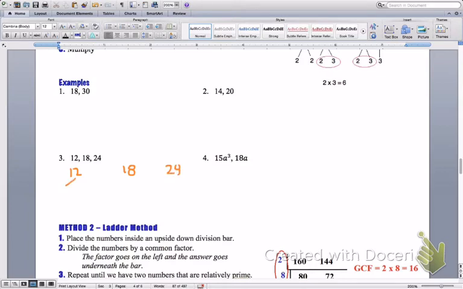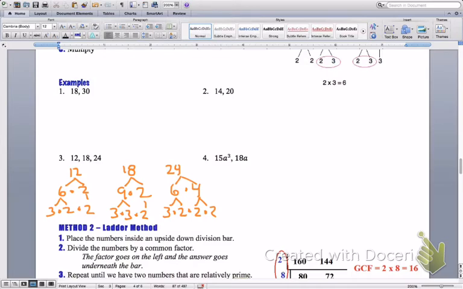24. So 12 is 6 times 2. And you can do that 3 times 2 and bring down the other 2. All right, 18 we can do 9 times 2. And 9 is 3 times 3, and bring down the 2. 24, I can do 6 times 4 and 3 times 2. Break that 4 down to 2 times 2. All right, so I've got my prime factors, which is step 1 from the factor trees.